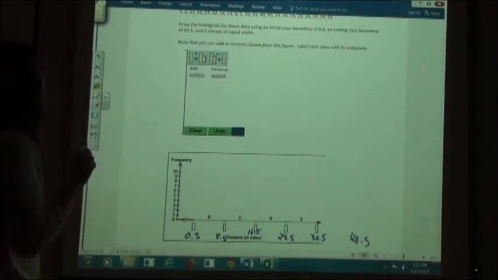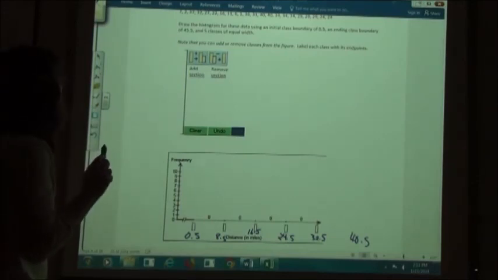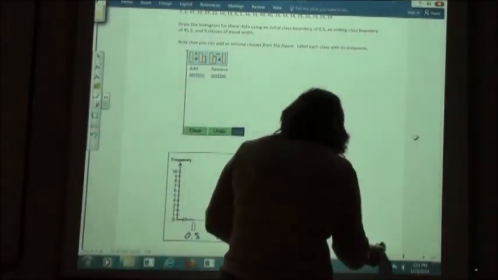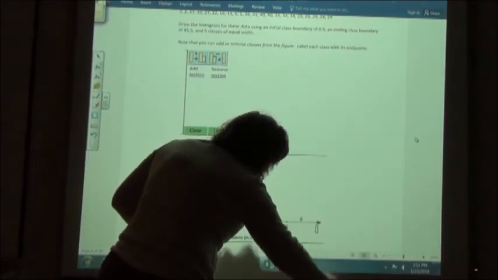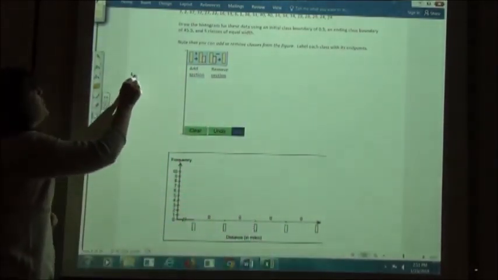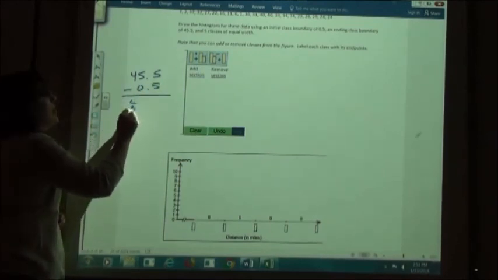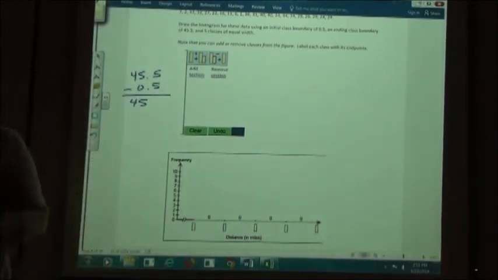1, 2, 3, 4, 5. What did I do wrong? Because I didn't subtract right. I can't subtract. That's what I did wrong. I had 45.5 and I subtracted 0.5 and I wrote 40, and it should have been 45. You guys have to yell at me sooner when I screw up like that.